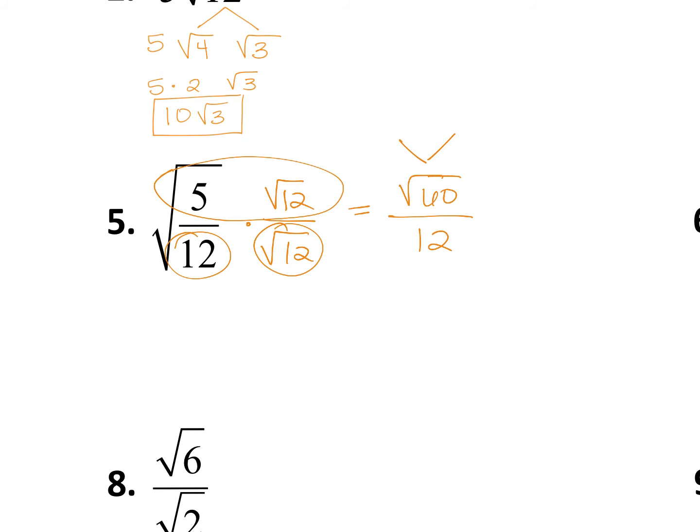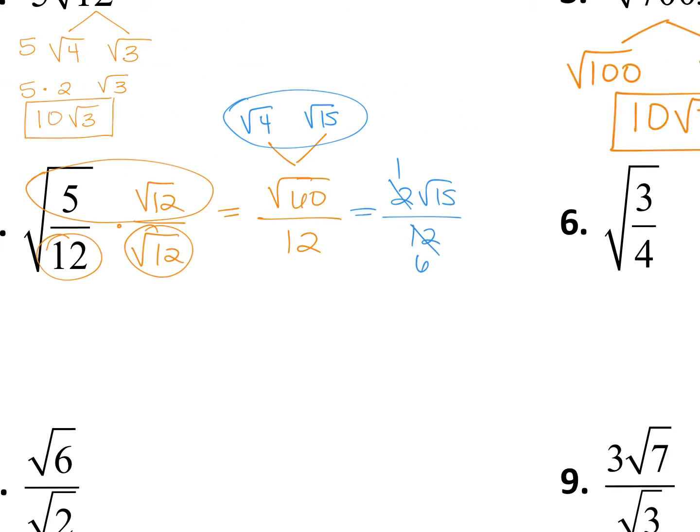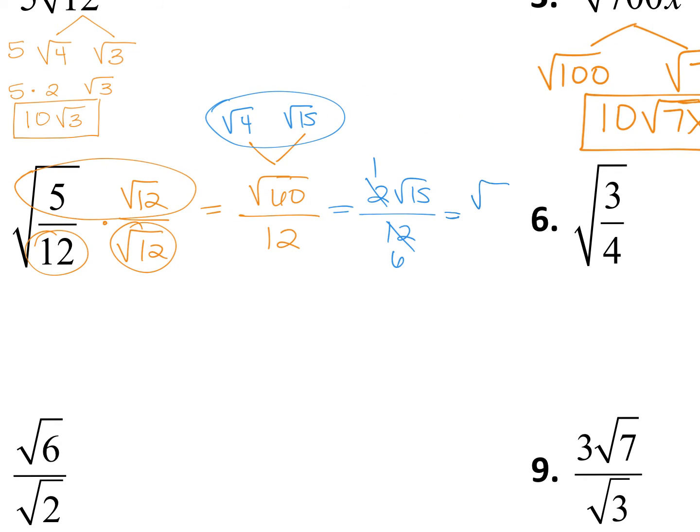So it looks like this, okay? But we can break this square root of 60 into what perfect square? 4, right? The square root of 60 would be the square root of 4 times the square root of 15. So this is 2 rad 15 on top, and then you have 12 on bottom. Now, you have 2 whole numbers there. You can reduce those. 2 over 12 is going to be 1 over 6. So we get the square root of 15 over 6.